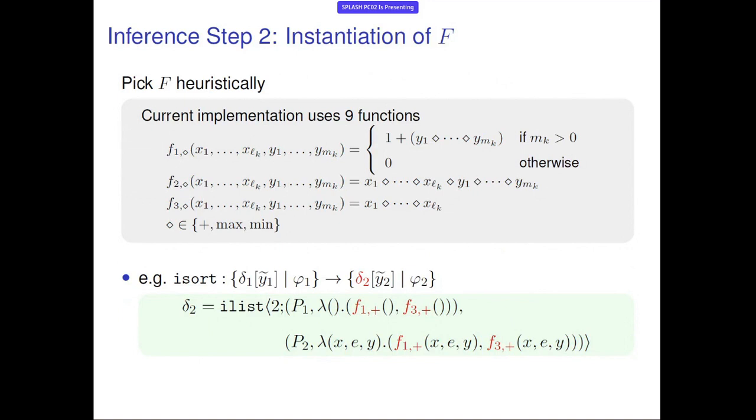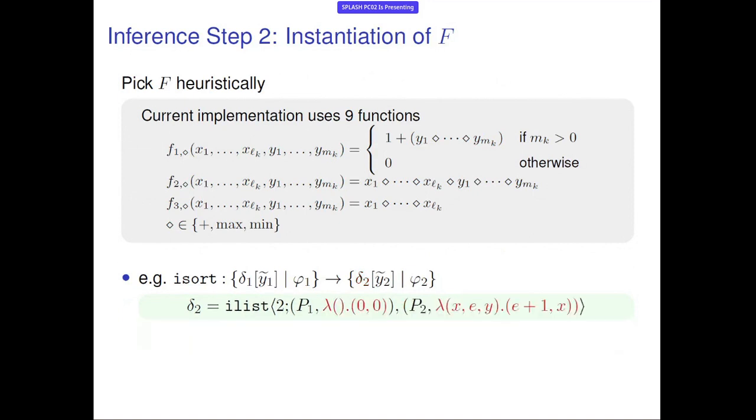Okay, so let's see the example. The return type of isort includes delta2, which can be instantiated like this. In this case, we use F1 plus and F3 plus. In this way, we can instantiate the functions. But as you can see, the predicates are not instantiated and are untouched. So in the next step, we will use these as predicate variables.